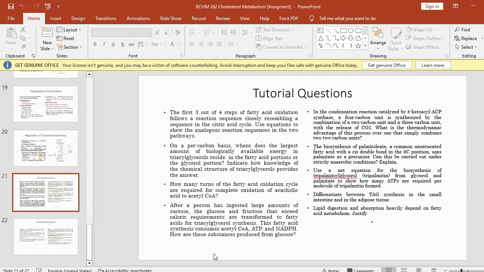Now the next question says, on a per carbon basis, where does the largest amount of biologically available energy in triacylglycerol reside? In the fatty acid functions or the glycerol function? Indicate how knowledge of the chemical structure of triacylglycerols provides your answer. So this one, I think, is much more direct, because you are comparing the energy value of glycerol and fatty acids, and that one is quite obvious. You don't need to go into how much energy is produced while metabolizing a glycerol and how much is produced while metabolizing the fatty acids. And remember, in triacylglycerols you have three fatty acids compared to one glycerol. You can compare. The fatty acid is quite higher.